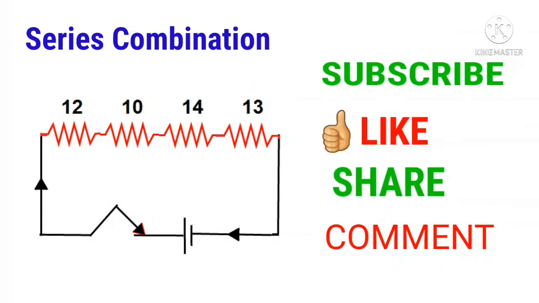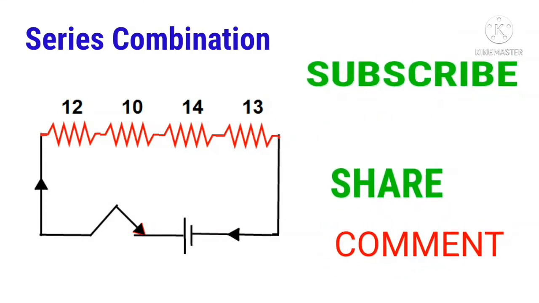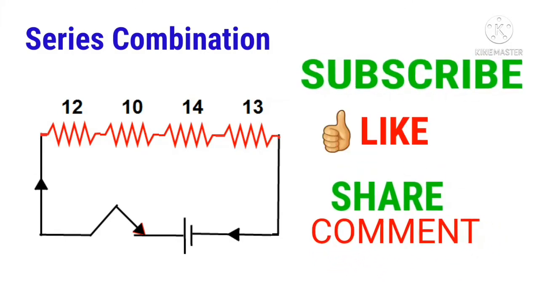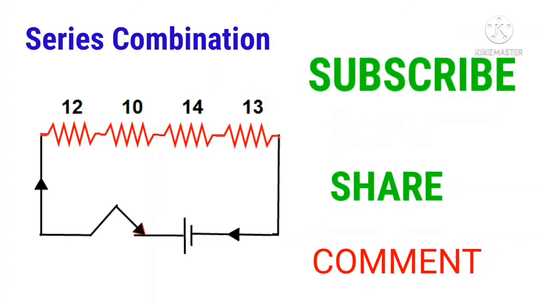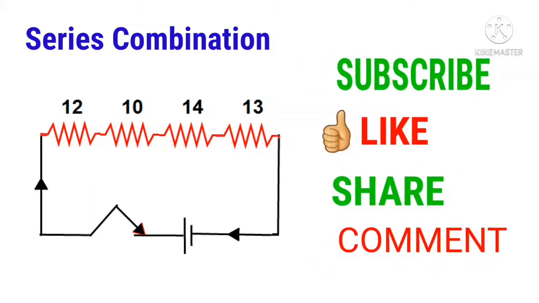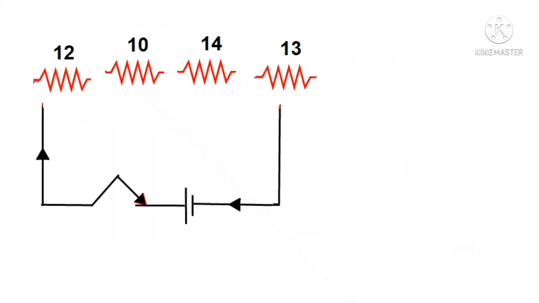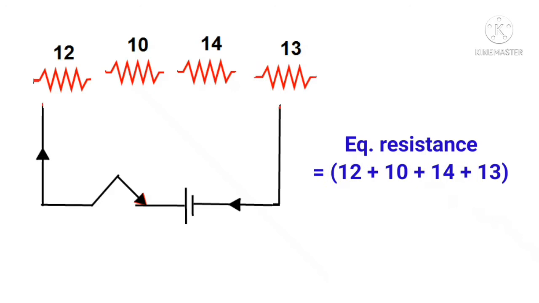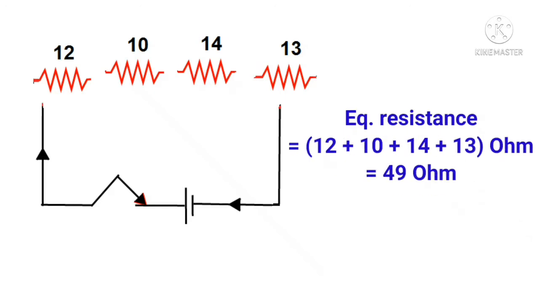Here in the diagram you can see that 12 ohms, 10 ohms, 14 ohms and 13 ohms, 4 resistors are combined in series. So how can we find out the equivalent resistance of the 4 resistors? Now let us remove the 4 resistors 12 ohms, 10 ohms, 14 ohms and 13 ohms. Now what is the equivalent resistance? That is the sum total of the 4 resistors, that is equivalent resistance equals to 12 plus 10 plus 14 plus 13 ohms equals to 49 ohms.